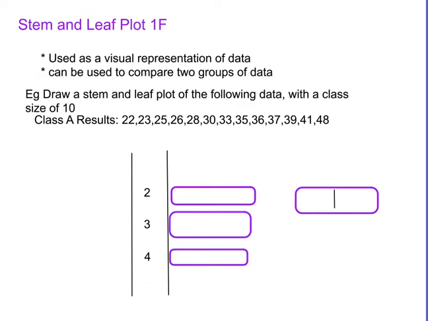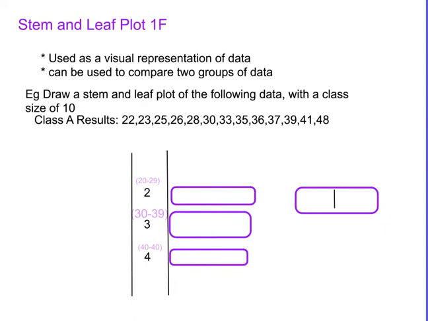What that means when you're setting up your stem and leaf plot is you can see that we've got two lines here, and I've drawn the numbers 2, 3, and 4. What that really relates to is if we've got results from 20 to 29, they're going to go into this range here. If we've got results from 30 to 39, they're going to relate to where the 3 goes, and 40 to 49 is going to be where this 4 goes here.